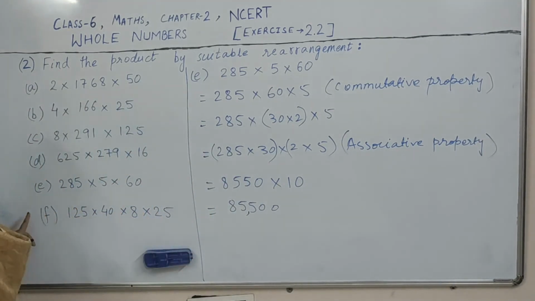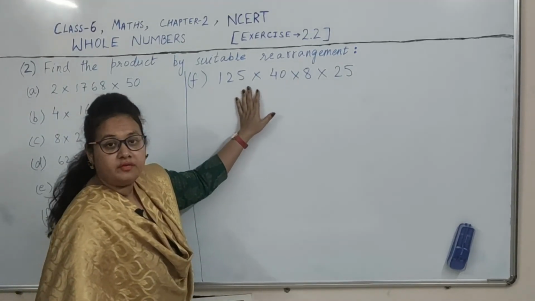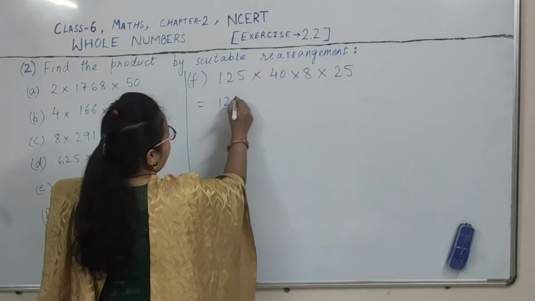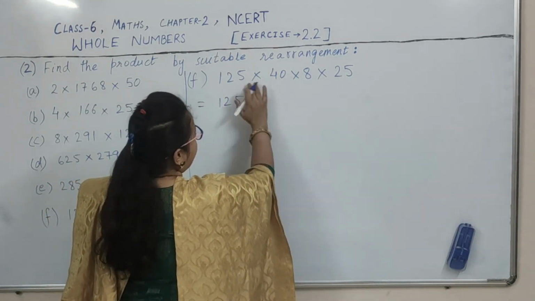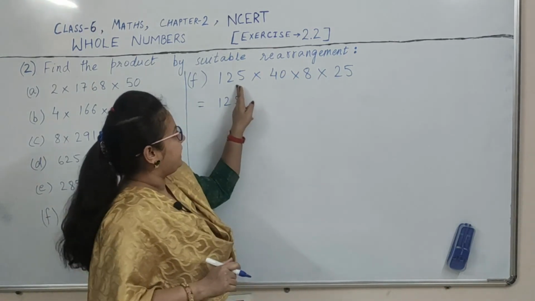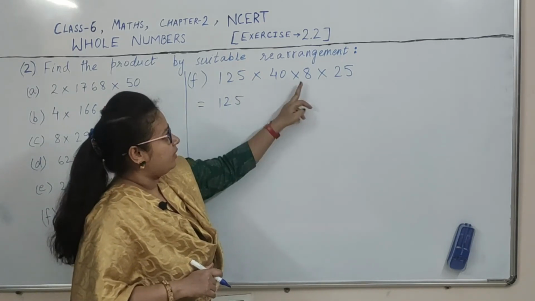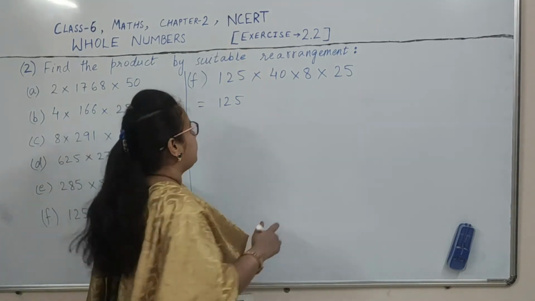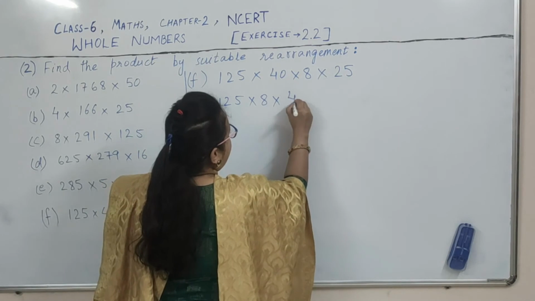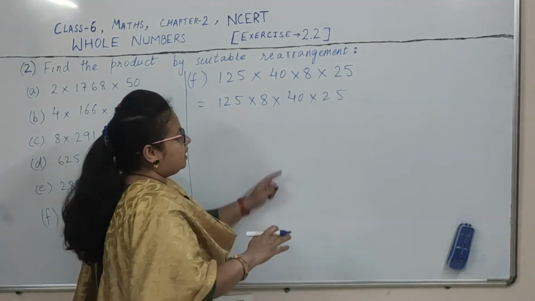Now let us come to question number F. In this question we have to find the product of 4 numbers. Okay, so we will see what to do. 125, see 125 into 40 into 8 into 1 into 25. So what we will do, we will take this 8 here, we will multiply 125 by 8 because 125 into 8 gives 1000. So 125 into 8 and 40 will come here. This is 25 because we know that 25 into 4 is 100.